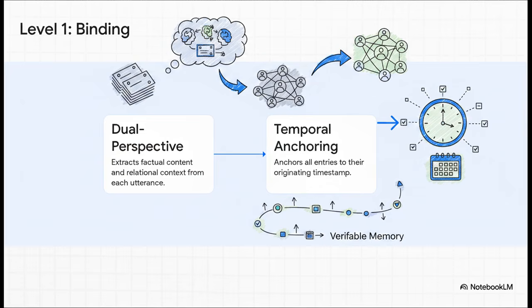Then, and this is so important, it does something called temporal anchoring. It slaps a precise timestamp on every single one of those facts and relationships. Why does that matter? Well, it makes the memory completely verifiable. The AI can literally trace any conclusion it makes back to the exact moment it learned that piece of information. And that's absolutely crucial if you want to build AI systems we can actually trust.